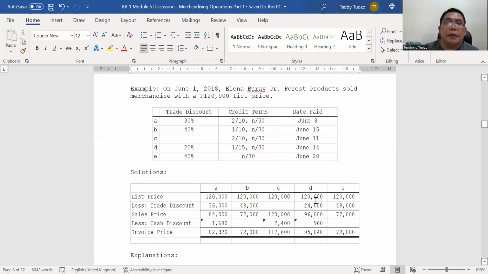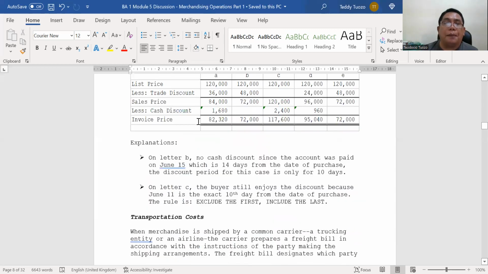Next, for letter D, there is a 20% trade discount, so we deduct it to get the invoice price. The credit discount period is 15 days. June 14 is only the 13th day from the invoice date, so they enjoy the cash discount. And for letter E, since there is no credit term, there is no discount given. So automatically, list price minus trade discount equals the invoice price.